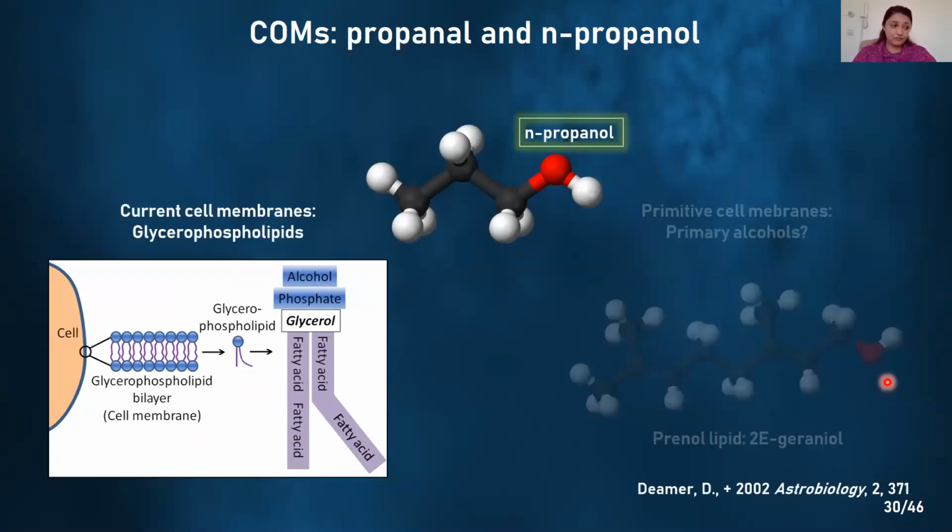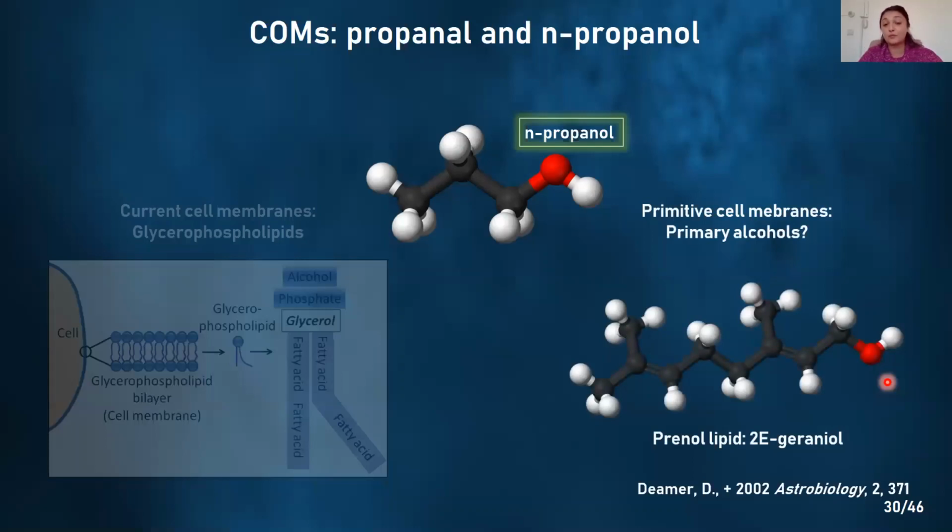So in today's life, cell membranes are primarily composed of glycerophospholipids, which, however, require enzymes to be formed. These enzymes were likely not available on the early Earth, so it's hypothesized that primitive cell membranes were partially formed by simple lipids, such as fatty alcohols, which can be composed of primary alcohol.